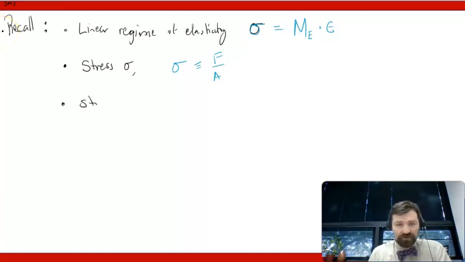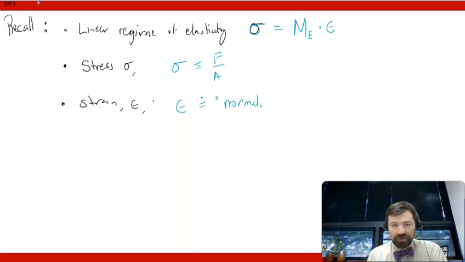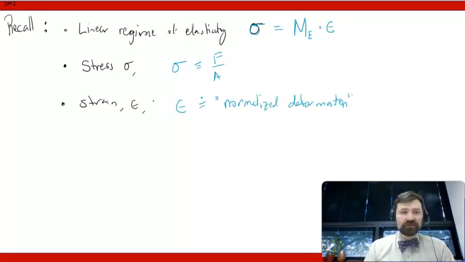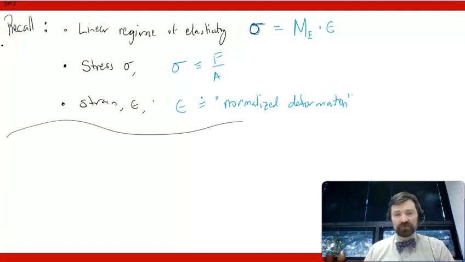The strain, which we use an epsilon for, is defined variously. But we might say that it represents deformation per unit length. So you could call this normalized deformation in some sense. All right, so that is enough for us to use for our recall.